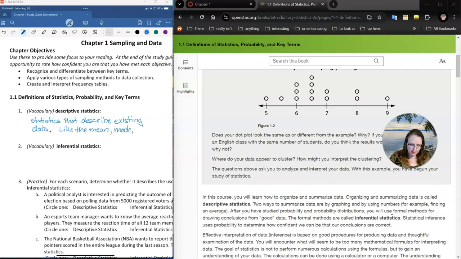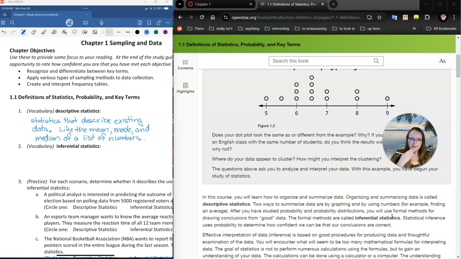mode, and median of a list of numbers. And if you're not sure what mean, mode, and median are, we'll get to that. We'll get to that too.